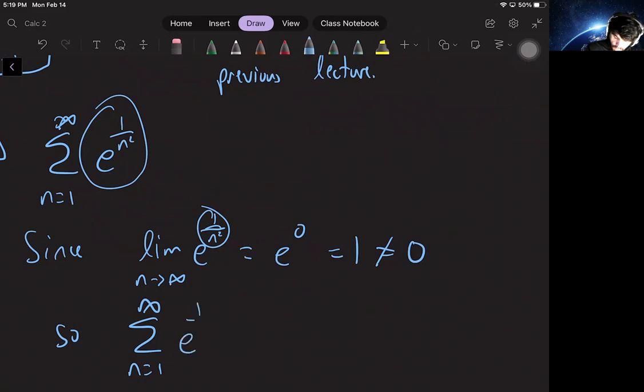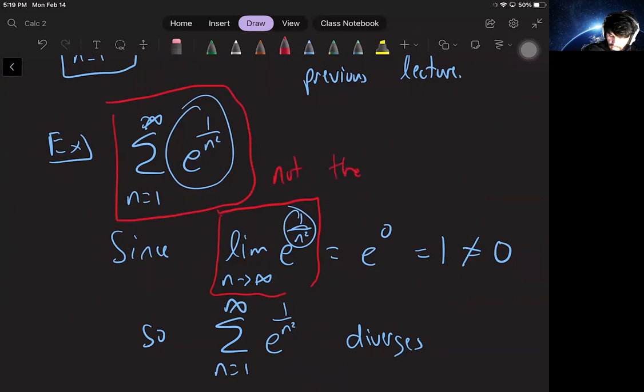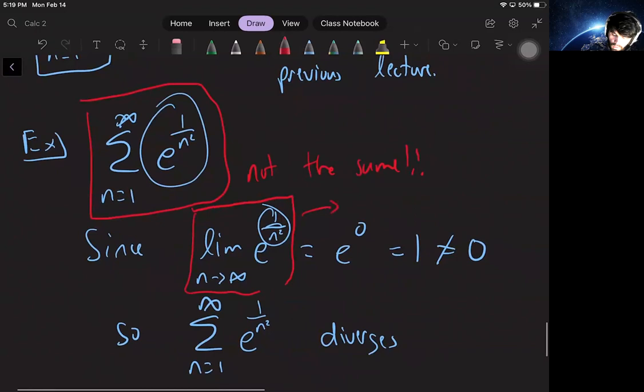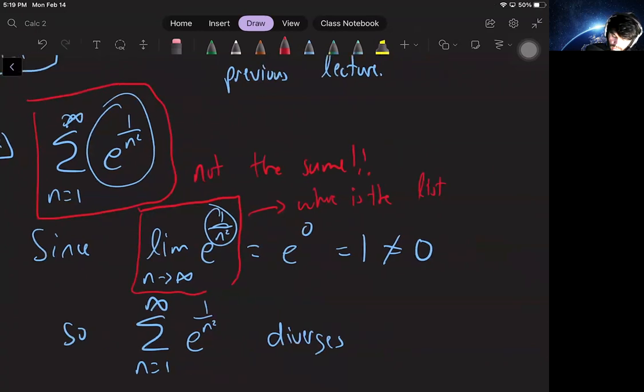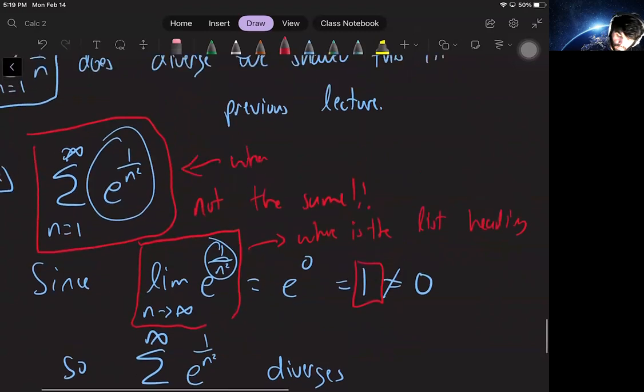So the divergence test is the easiest one to use because you just take the limit. But I'll have to reinforce this a million times because everyone gets this mixed up. These two things are not the same thing. This one is just where is the list heading, where are the numbers going towards? And they're going towards 1. This is what do they add up to?